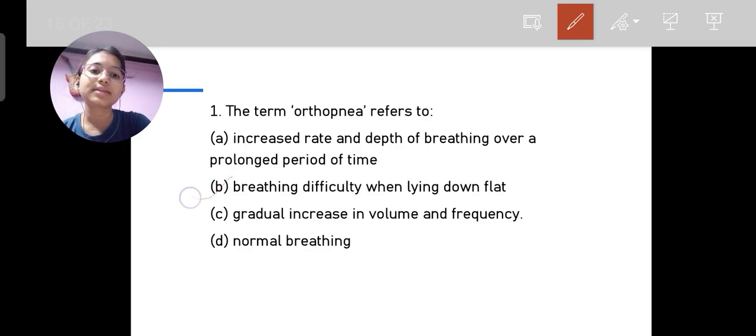Yes, this is the breathing difficulty when lying down flat. So in orthopnea, the client comes with the symptom of breathing difficulty when lying down, and the breathing difficulty resolves when he or she stands up. Okay.